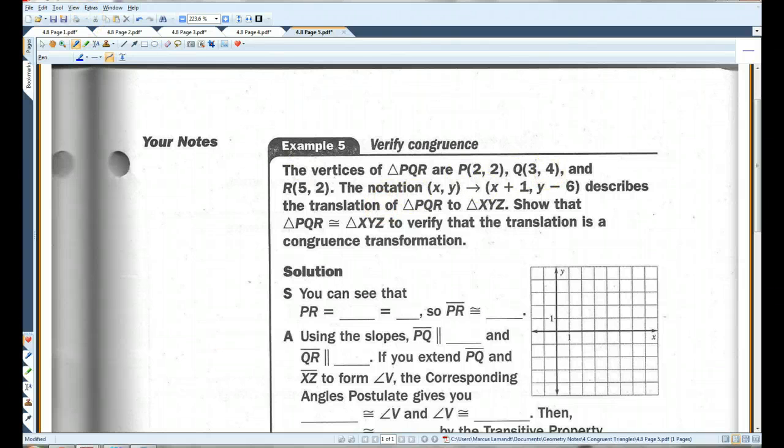I will go ahead and draw this triangle. So here's the triangle we're given. We are also given a translation for this triangle. So if I were to add 1 to each of the x's, get 3, 4, and 6, and if I were to subtract 6 from each of the y's, I would get -4, -2, -4. Alright, I'm going to pause again and graph the translation of this figure.